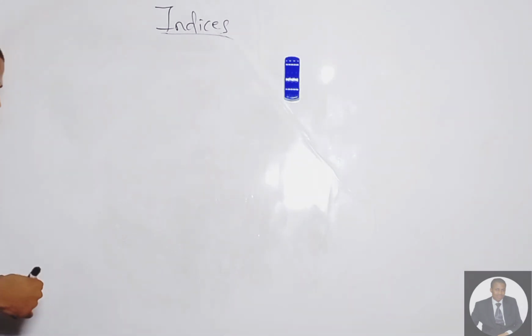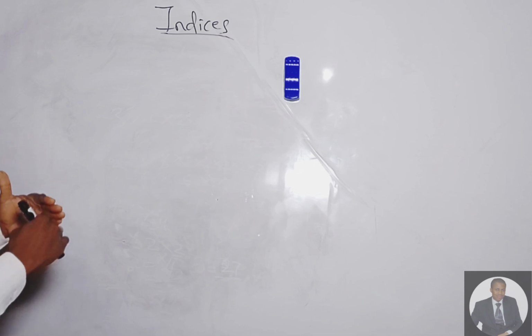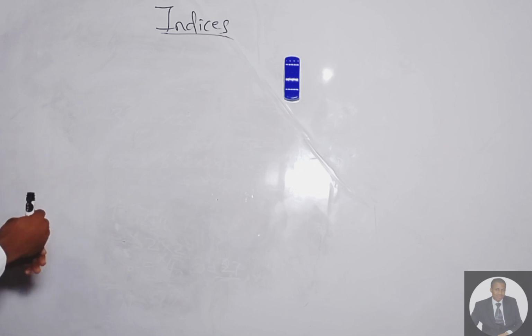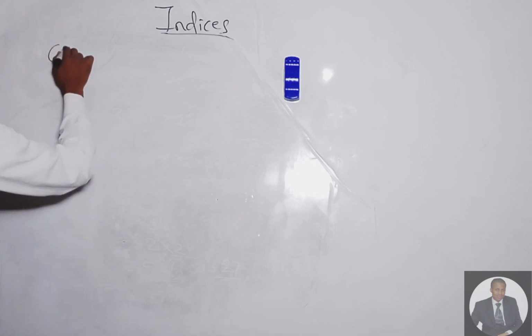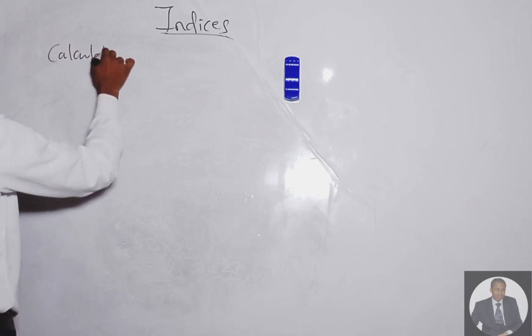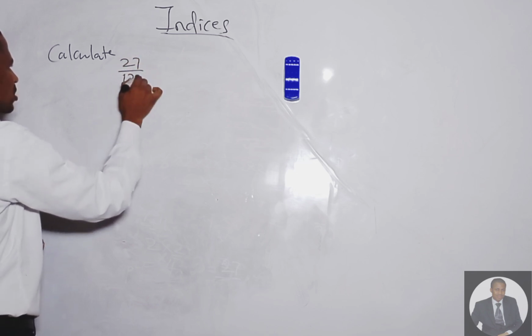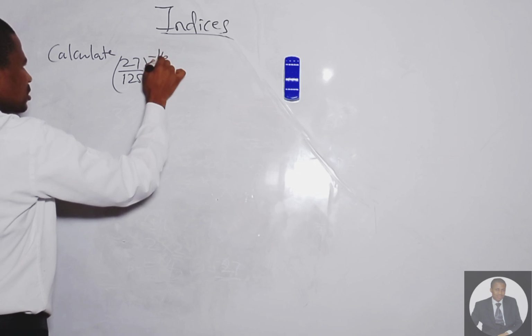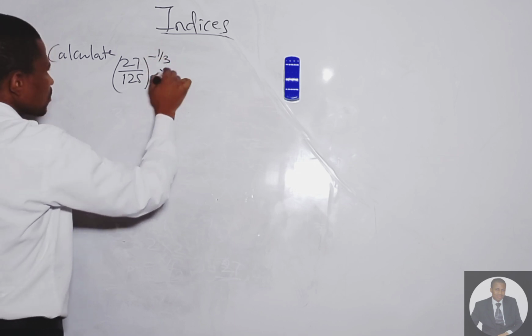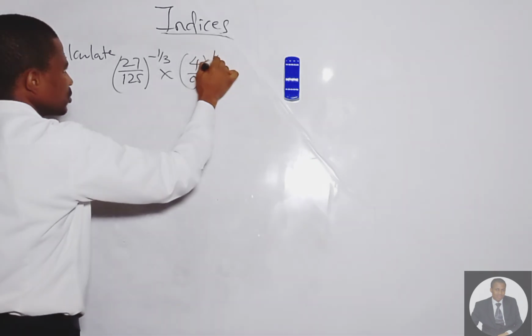Maths is not as difficult as many people see it to be. So if we can simplify every question step by step, the solution will not be far-fetched. Calculate (27/125) raised to power minus 1/3 times (4/9) raised to power 1/2.